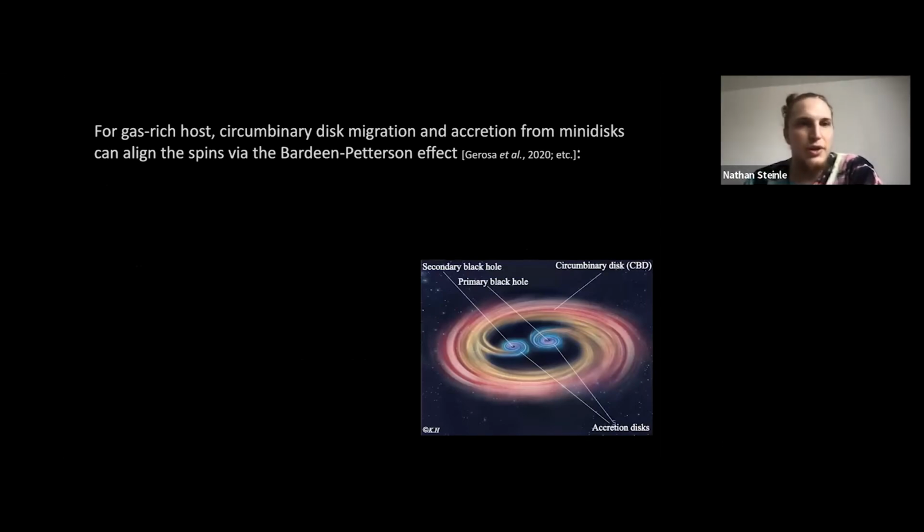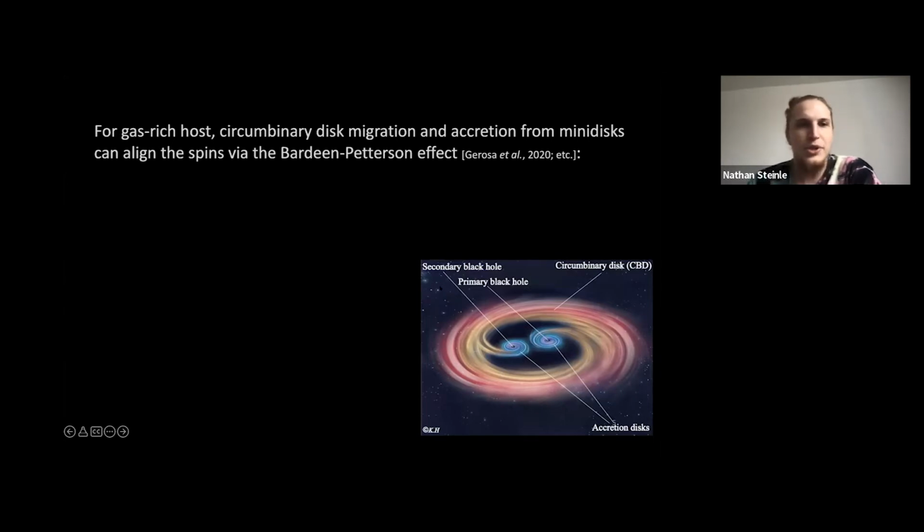In these gas-rich hosts, the binary experiences disk migration through a circumbinary accretion disk. As shown in this cartoon on the bottom right, the binary carves out a cavity in that big circumbinary accretion disk, and little mini disks or secondary disks form around each black hole, from which the black holes actually accrete.